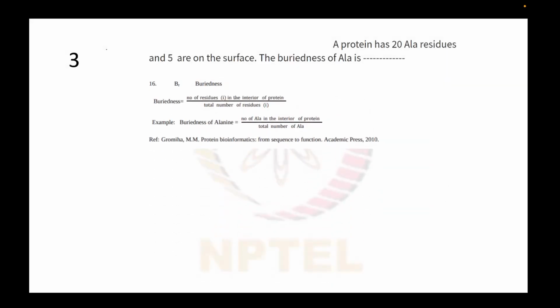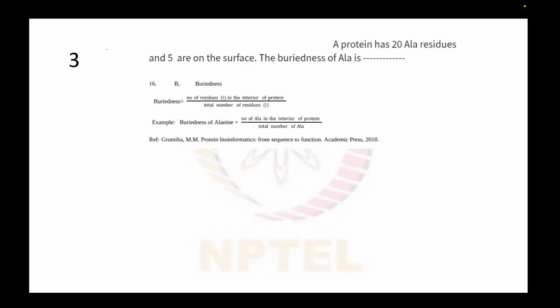Next I have a question. A protein has 20 alanine residues and 5 are on the surface. So what will be the buriedness of alanine? The formula for buriedness of residue i is the number of residues of type i in the interior of a protein divided by the total number of residues of that type. For example, since I mentioned alanine, we calculate it as the number of alanines in the interior of the protein divided by the total number of alanines. This gives the buriedness.